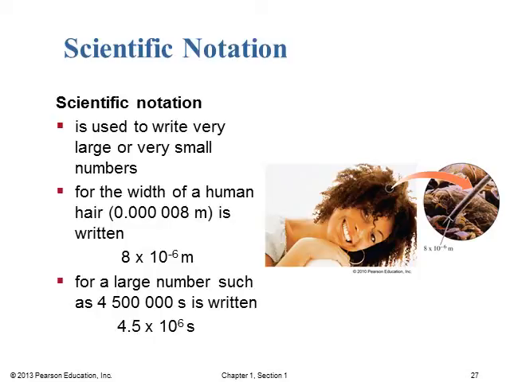If we look at 4,500,000 seconds, we can shorten that up by just writing 4.5 times 10 to the 6 seconds. So we'll discuss how these numbers are written. How did you come up with 8 times 10 to the minus 6? How did you come up with 4.5 times 10 to the 6 seconds?